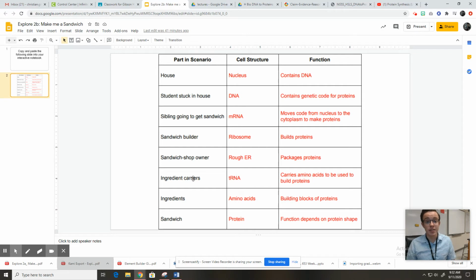Those ingredients, those building blocks that make proteins, are called amino acids, and we're going to learn more about those in a later unit. But right now, you just need to know that amino acids are the building blocks of proteins.